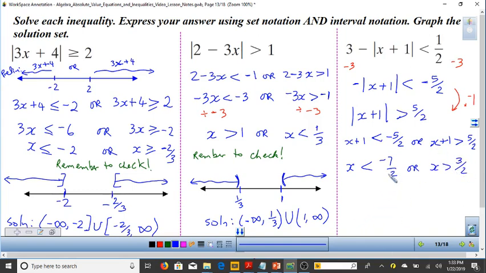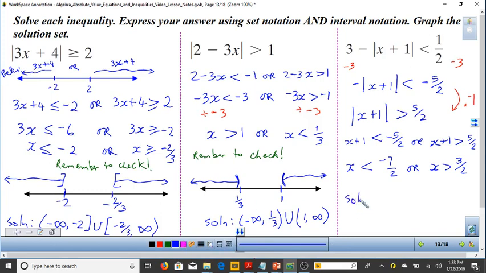We can try a number to the left of -7/2, say -10. Try -10. -10 plus 1 is -9. Absolute value of -9 is positive 9. 3 minus 9 is -6, which is definitely less than half. And you can also try a number to the right and get a similar answer.